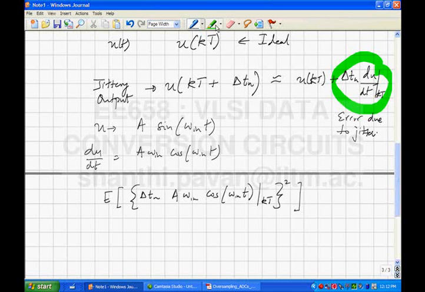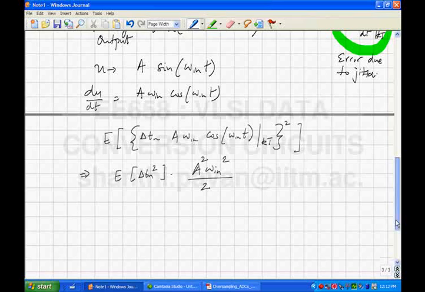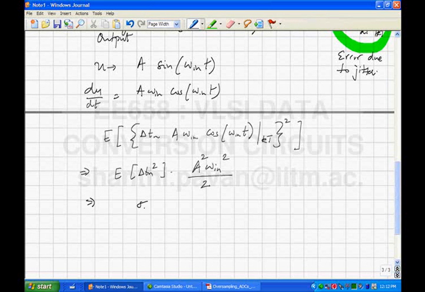Since delta t and this are uncorrelated, this is nothing but E of delta t n the whole square times the expected value of A omega n cos omega n t whole square. The mean square value of the cosine gives A square omega square by 2. Does it make sense? So this is nothing but sigma square of the jitter times A square omega n square by 2. This is the mean square noise.